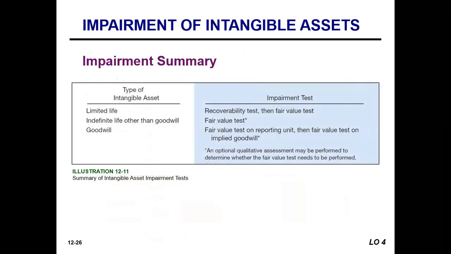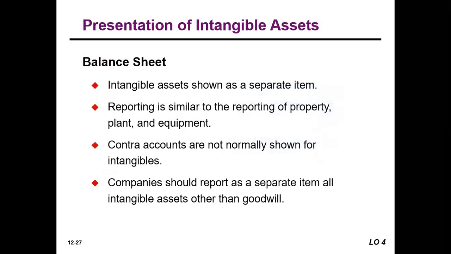So this impairment summary, again, it shows us this in the book on page 625. Limited life assets, intangible assets: we perform the recoverability test, then the fair value test. Indefinite life, we perform the fair value test. And then goodwill, we perform the fair value test on the reporting unit, then the fair value test on the implied goodwill. And they show us this again on page 625 of your textbook.